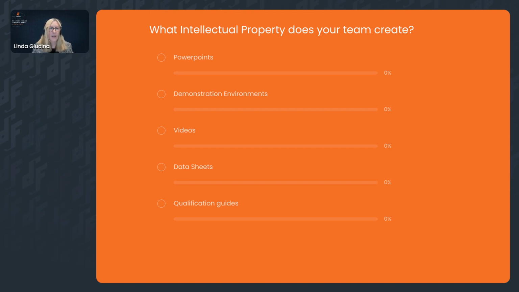And this poll's all about what IP does your team create. So this is all the goodness that as a solution consulting team you would be creating within your team or for your organization. And it's good to see that at a Consensus DEMOFEST, we've got organisations that create videos, because that would be weird if we didn't.